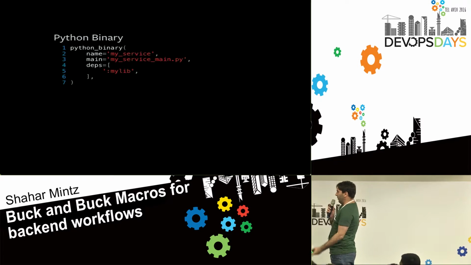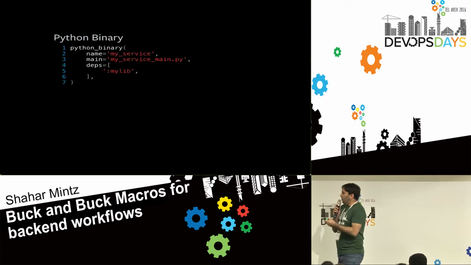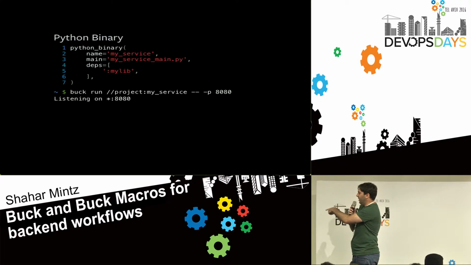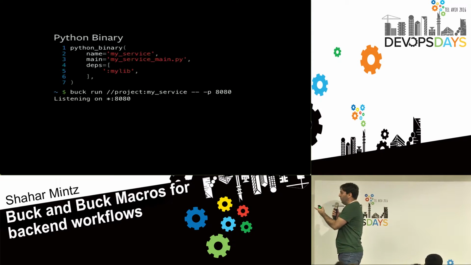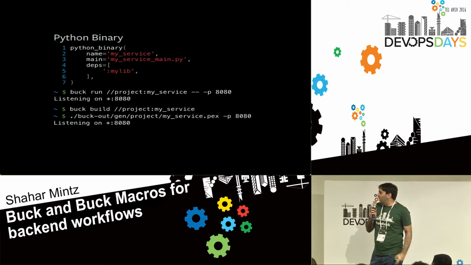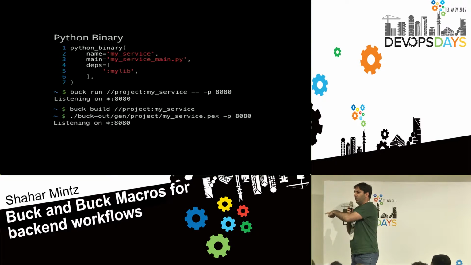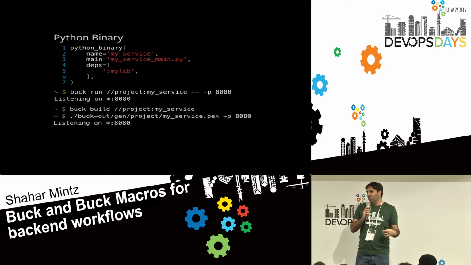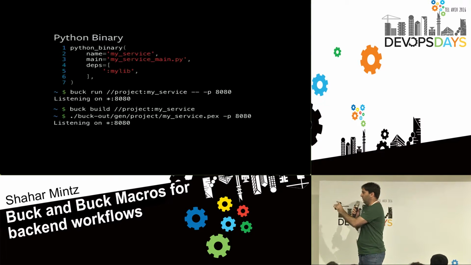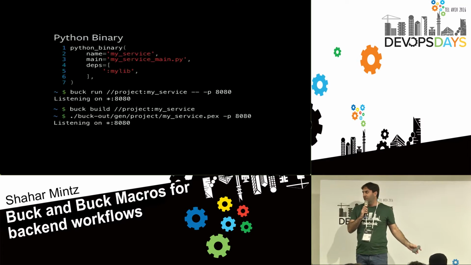Then you can set up a binary. And when you set up a binary, you set a dependency. And when you run buck run, it will just run directly from your shell. Or you can build it with buck build, and you'll get a PEX file. This is a really cool feature of Python with Buck. This PEX file is actually a zip file that contains all the dependencies for your binary to run. It will just run on every server that has Python.